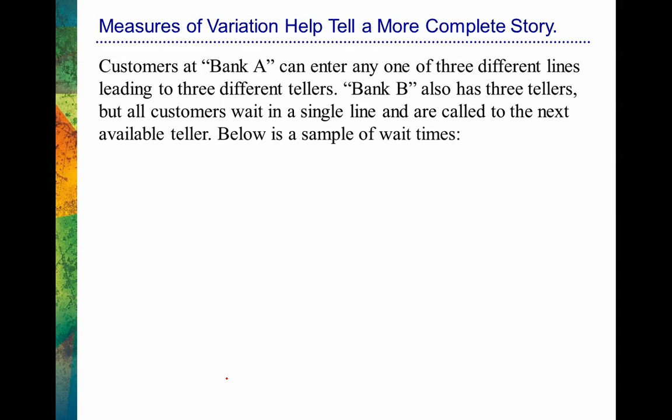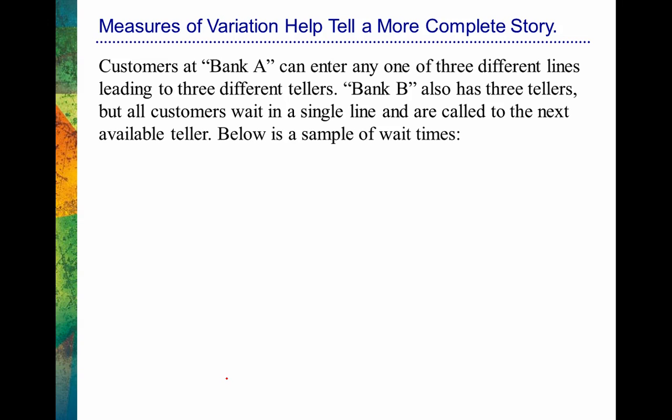So let's introduce these measures of variation by looking at some examples of why we really need measures of variation. So check out this example. Customers at Bank A can enter any one of 3 different lines leading to 3 different tellers. Bank B also has 3 tellers, but all customers wait in a single line and are called to the next available teller. And you've probably been in both these situations, where you either queue up right behind a teller or you're in one line and then you get to go to the next available teller.